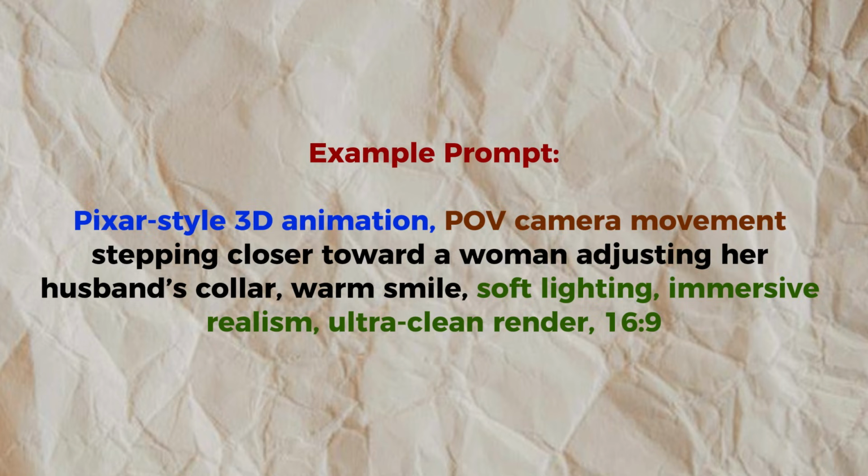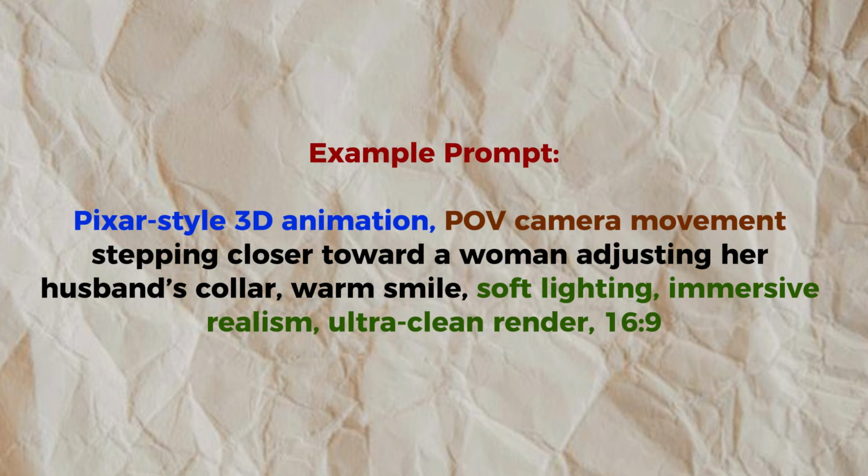So this is an example of a prompt. This prompt is saying this pizza style 3D animation. So this is the style of the video. Then this is the camera movement being introduced right here. Then after that, you explain what the character or the subject is doing in your video. This is how you use this camera movement in your video. So this is just how it is being written.